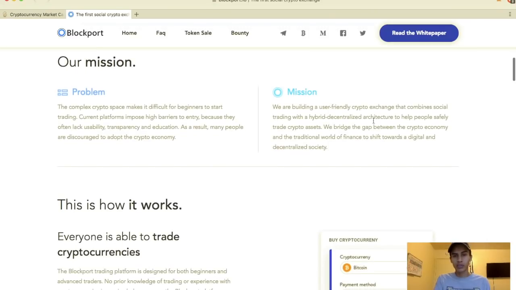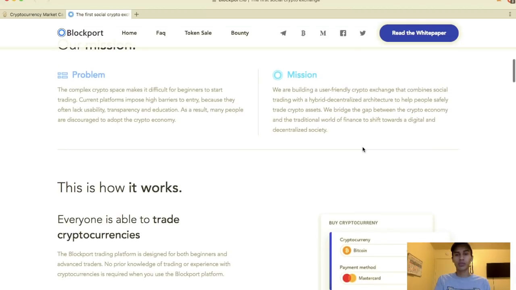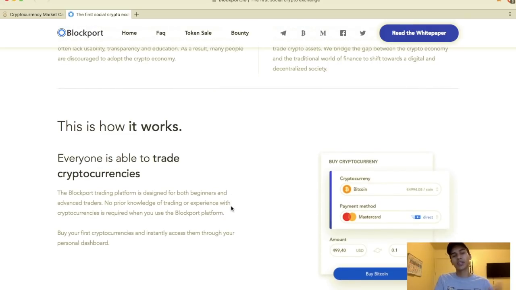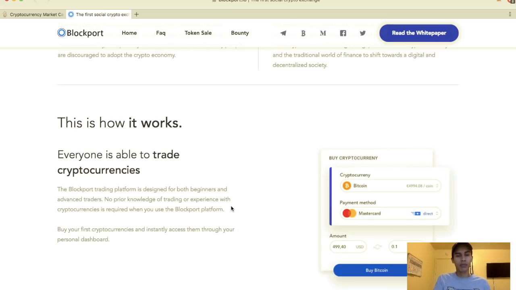Mission: we are building a user-friendly crypto exchange that combines social trading with hybrid decentralized architecture to help people safely trade crypto assets. We bridge the gap between crypto economy and traditional world of finance to shift towards a digital and decentralized society. So this is why I feel like they're better than Coinbase, because they have the social trading with a hybrid decentralized architecture. Well, not even that, but just the social trading, which I feel is pretty cool. Maybe Coinbase might integrate that into their application sometime down the road. I don't think so, but it's kind of cool that right off the bat, Blockport has this.